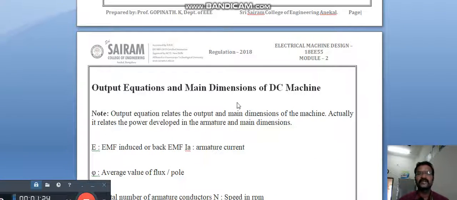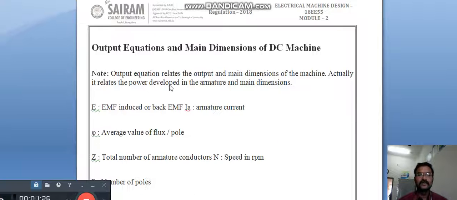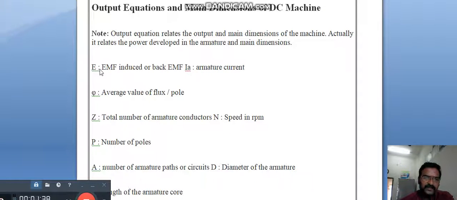So we are going to find D and L using the output equation. The output equation gives the main dimensions of DC machines. The output equation relates the output and the main dimensions of the DC machine. Actually, it relates the power developed in the armature and the main dimensions.